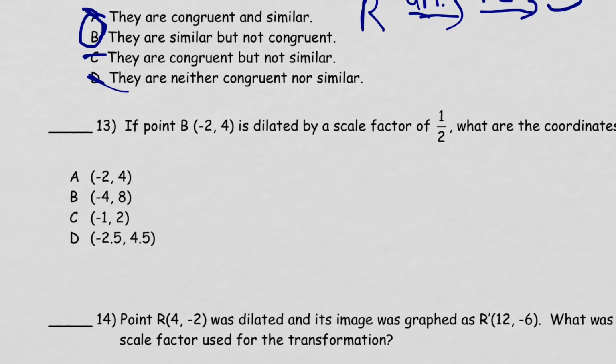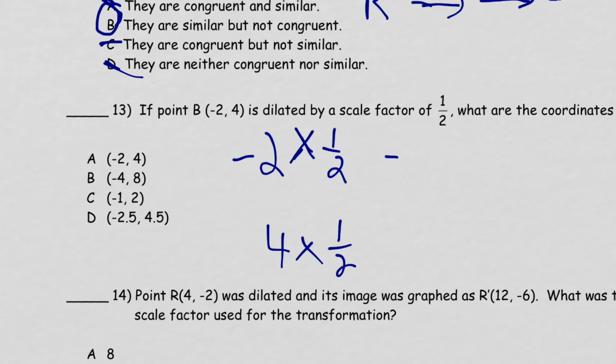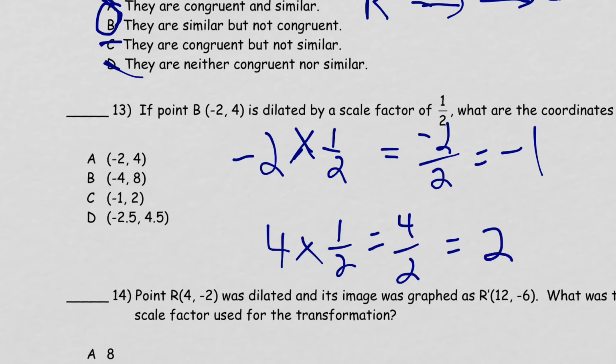13 says if point B is dilated by a scale factor of 1/2, what are the coordinates of the transformed point? So that means we have to take -2 and multiply that by 1/2. And we have to take 4 and multiply that by 1/2. And -2 times 1/2 is going to give us -2/2, or -1. And 4 times 1/2 is going to give us 4/2, or just good old 2. So I know that my coordinates for the point are going to be -1, 2.